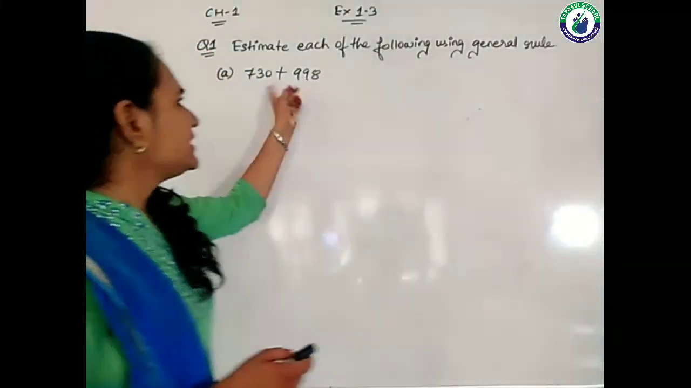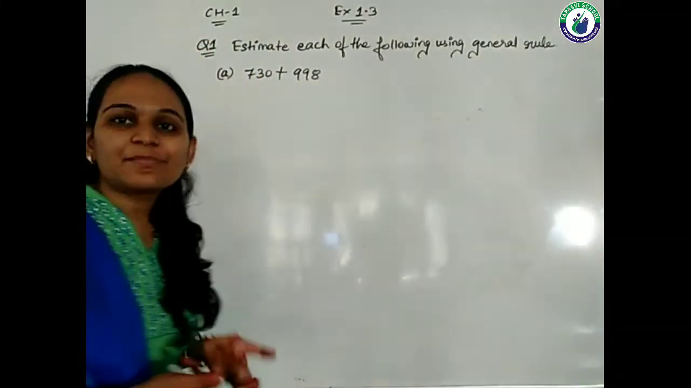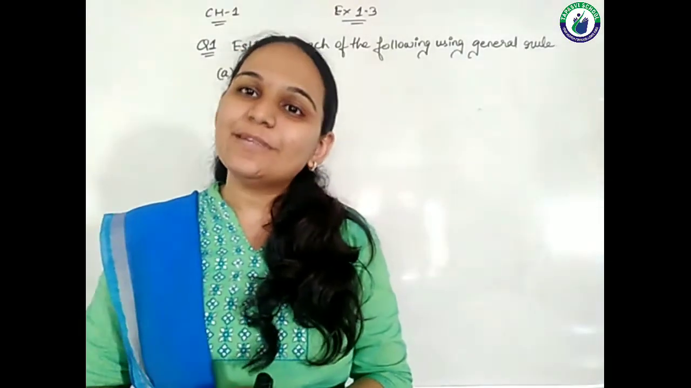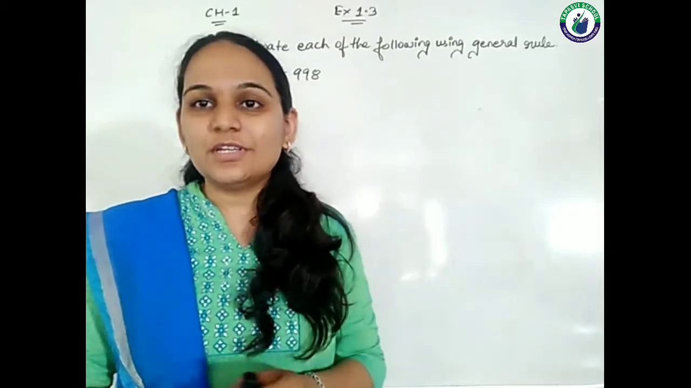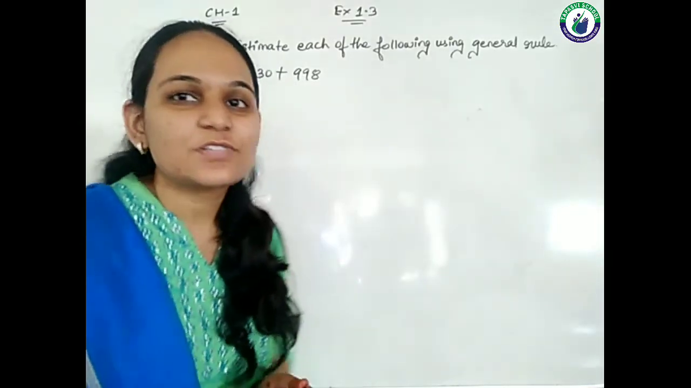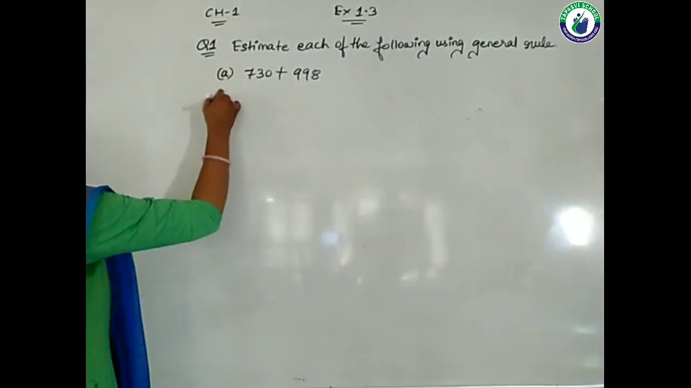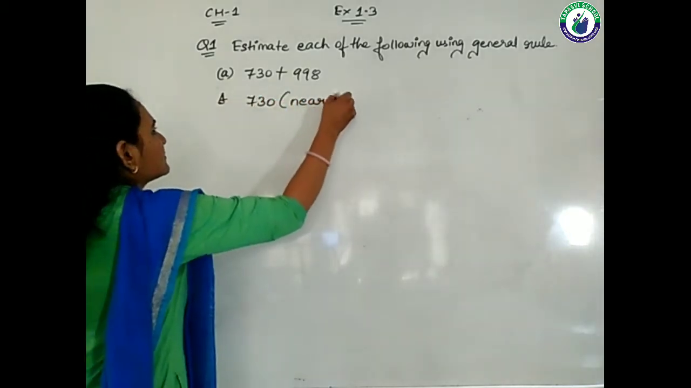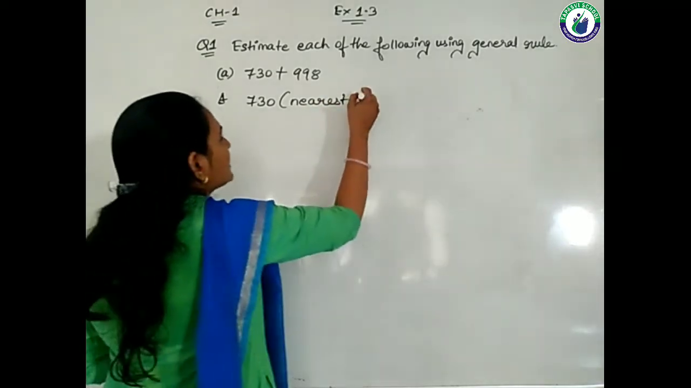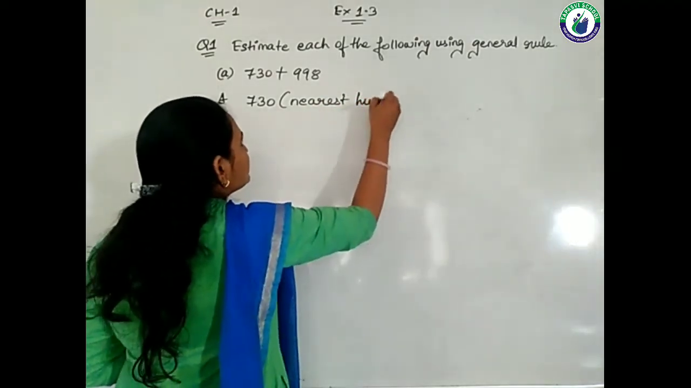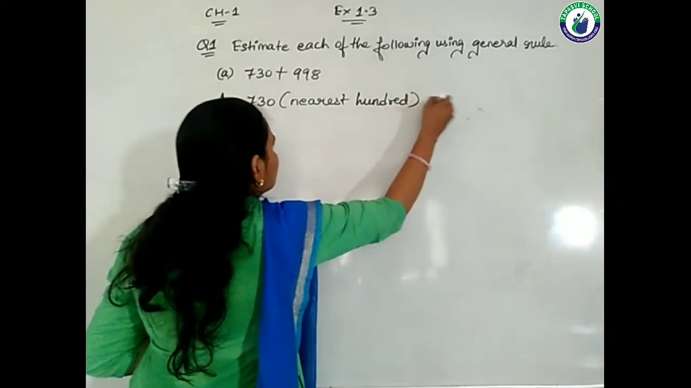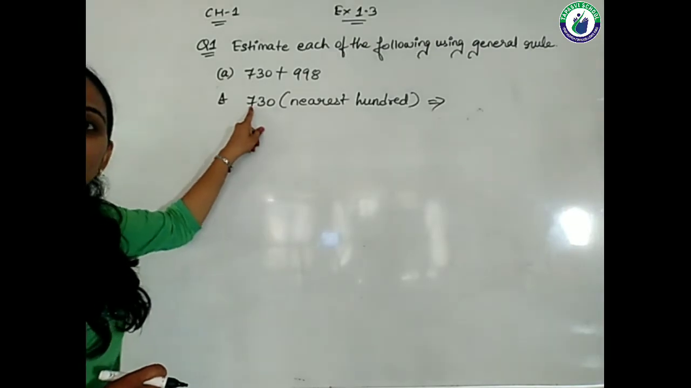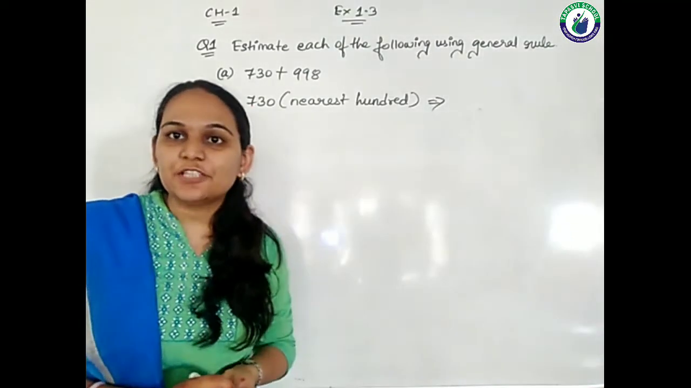So here you can see that both the numbers are 3-digit numbers, so both the numbers have the same highest place value, that means hundreds. So we'll round both the numbers to the nearest hundreds and then we'll solve the question. So 730 rounding to the nearest hundreds. See, this is the hundreds place digit, students. 7 is the hundreds place digit.